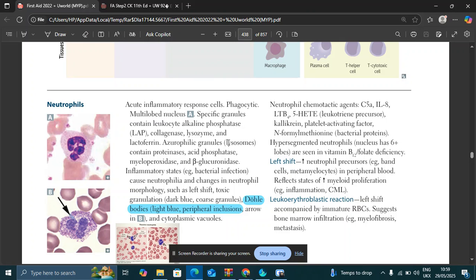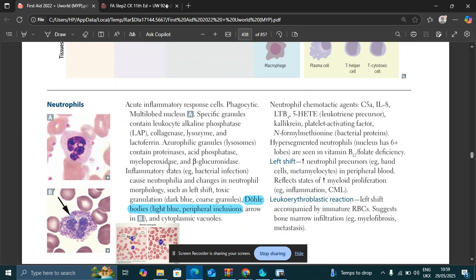Normally, when we see neutrophils in the circulation, they have a multi-lobed nucleus. The normal neutrophil is different from the reactive neutrophil. Reactive neutrophils are those neutrophils which we see at the time of inflammation.